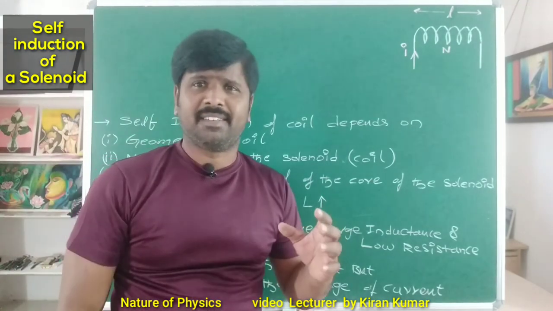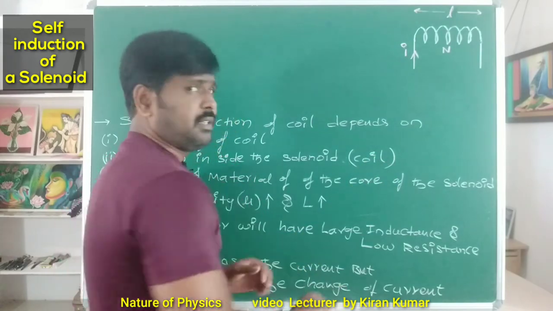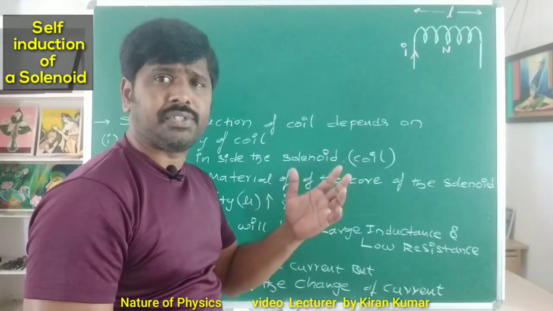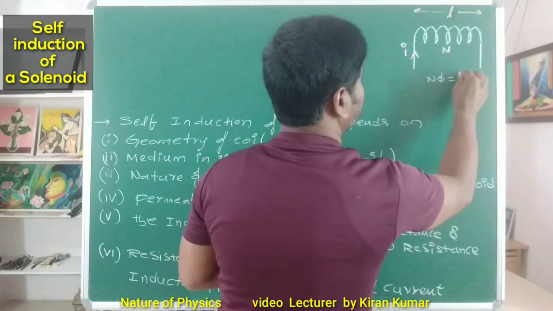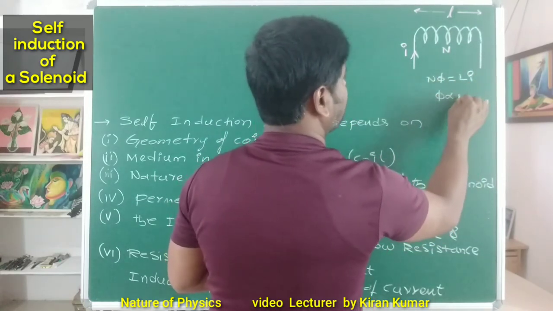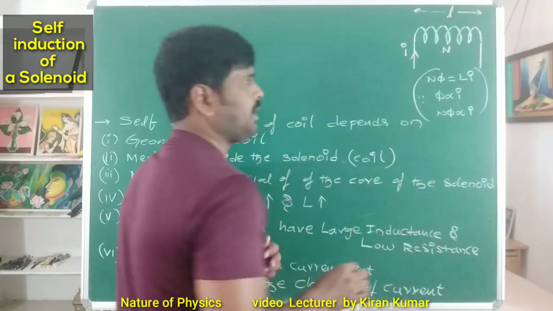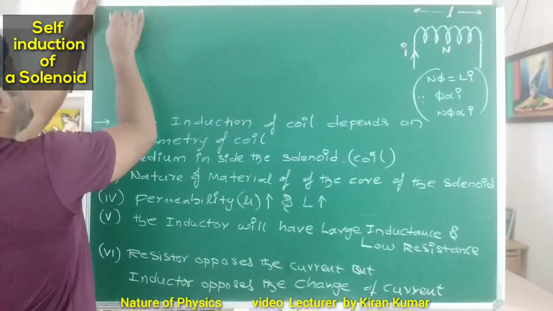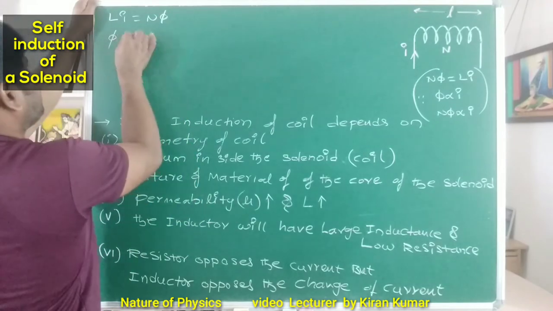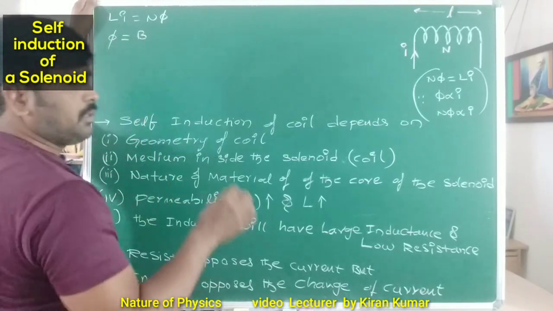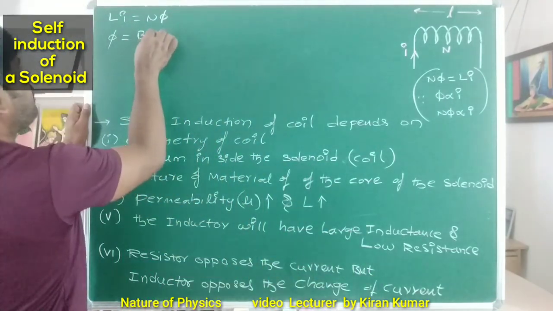Now, the second application, that is self-induction of a solenoid. Here, the flux linked with the coil changes, and an EMF is induced in the coil. So N phi is equal to L i, because flux is directly proportional to current, N phi is directly proportional to I, and L is the coefficient of self-induction. So L i is equal to N phi, where phi is the magnetic flux, equal to B bar dot A bar. B and A are parallel, theta is 0, cos 0 is equal to 1, so we can write B A.